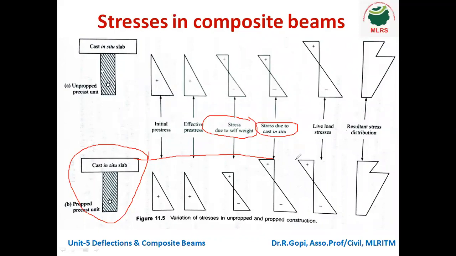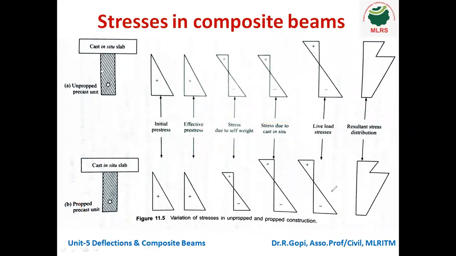Initially the cast in situ slab dead load is transferred to the prop, but finally, after removing the prop, both the cast in situ slab and the pre-stressed concrete beam are subjected to stress. So it will start from the top. Next, live load stress. Live load is taken by both members, so composite action occurs. This also we have to start from the top.